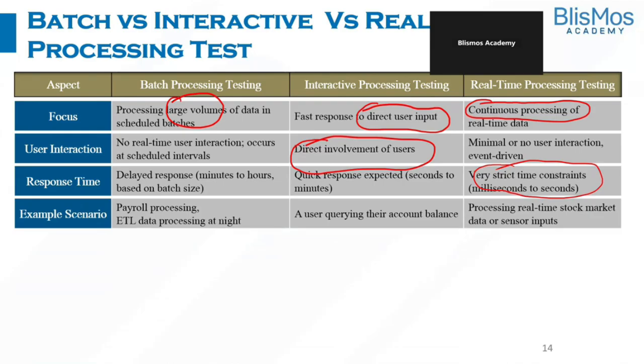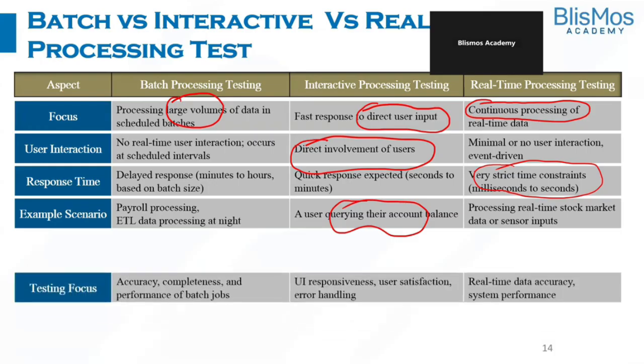In case of interactive processing, the user is trying to query the account balance in his bank account. And in case of real-time processing, the stock data, and as and when the sensor data is being collected, how do you predict the weather? So processing of the real-time stock market is one of the examples for real-time processing.